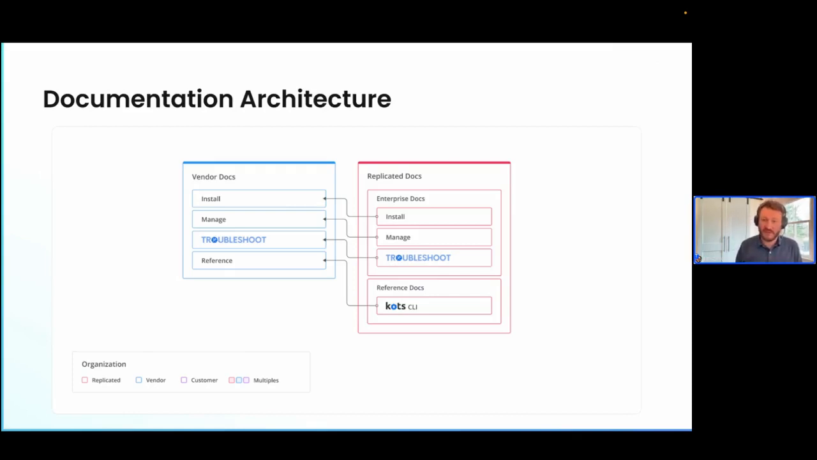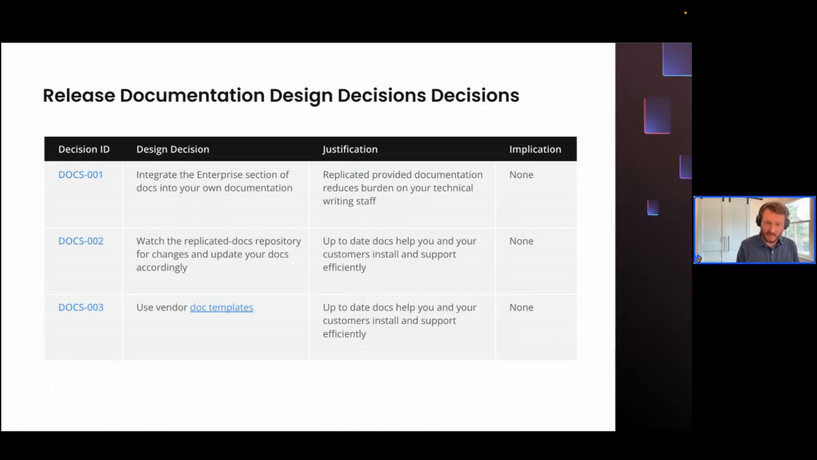So you can take the enterprise docs that we've written around install and manage and troubleshoot, and import them into your own sections of your own docs. And we even have templates. So we say, hey, use the vendor templates, watch the KOTS repository so that when docs changes have been made you can update your own docs. Integrating the docs is just a big call out, because it'll help your customers find the information they need.